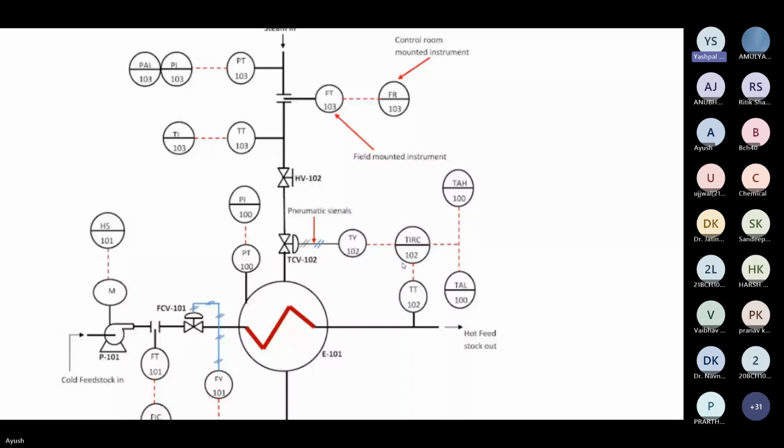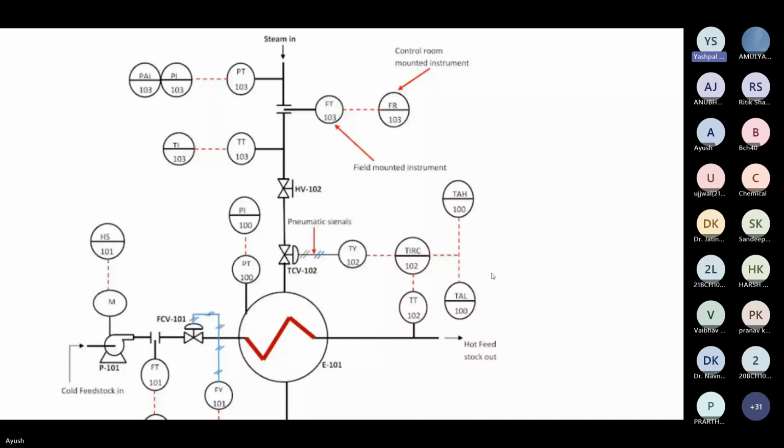If you move to the top of TCV102, there is HV102, again a valve. When we read the various logics mentioned, starting with TCV102, a pneumatic signal is there. It is a pneumatic line connected to TV102 and TIRC. TIRC is a temperature indicator remote control, and RC is the remote control connected to TT.